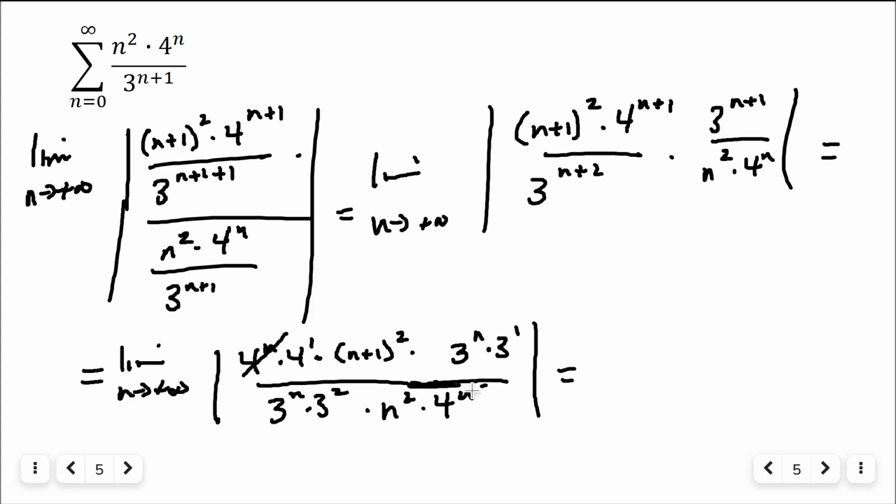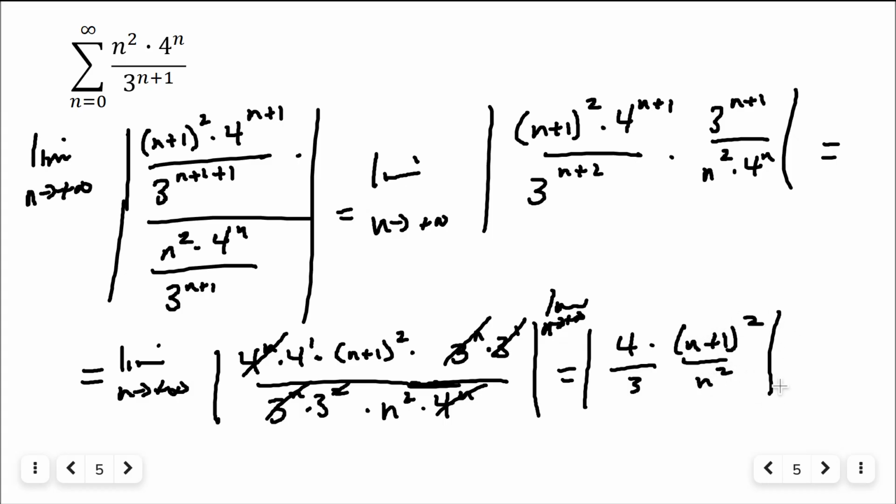So 4 to the n's, they drop out. 3 to the n's drop out. That's 4 to the first there. So I have, I forgot the limit sign. So we have the limit as n goes to infinity of 4 times, well, this is 3 squared, 3 over 3 squared. These need 1 power of 3 in the denominator. And then I still have the n plus 1 squared over n squared. But as n goes to infinity, I'm going to have n squared on the top and n squared on the bottom. So this limit, if I calculate it, would be 1. So that's 4/3 times 1.